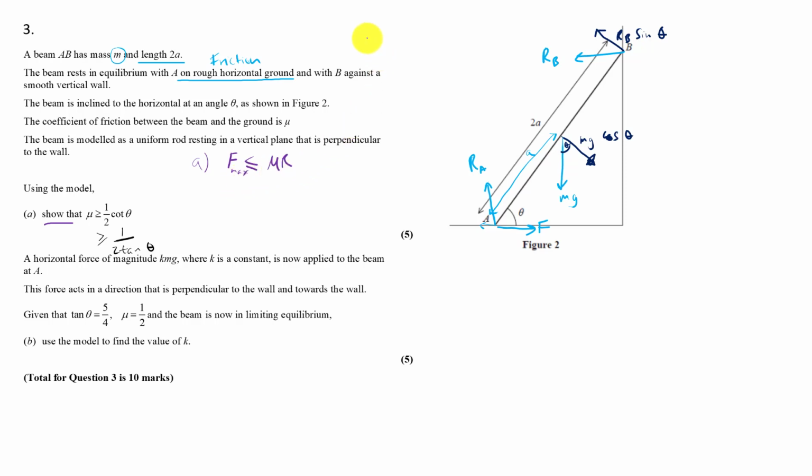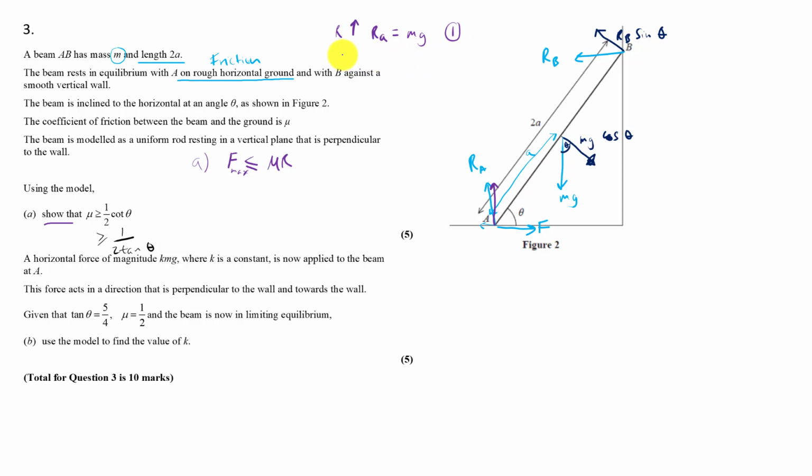Now let's do what we normally do, resolve in all the directions that we can. So let's start with resolving directly upwards, so the y-axis as such. We can see that RA, this is the only one going up, is going to equal mg. Now I'm just going to label that as 1.